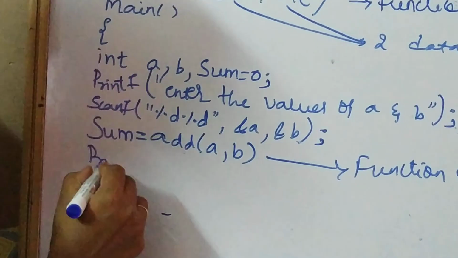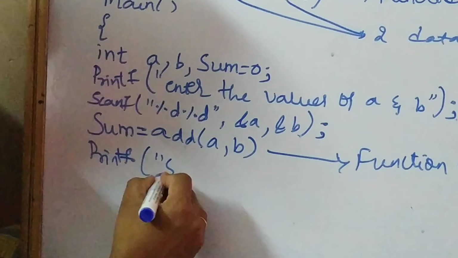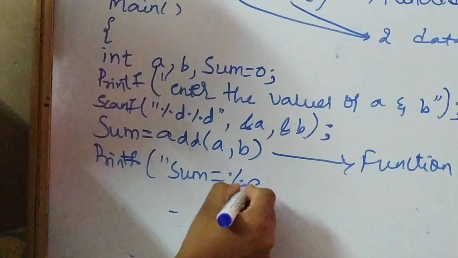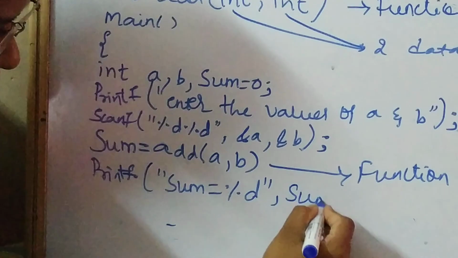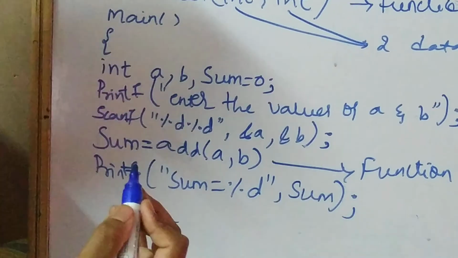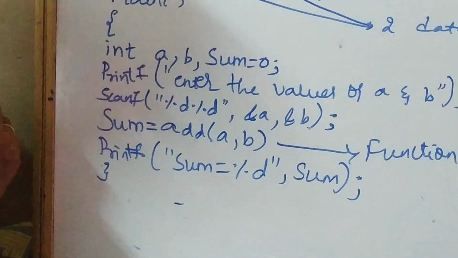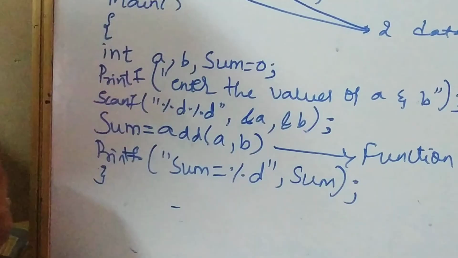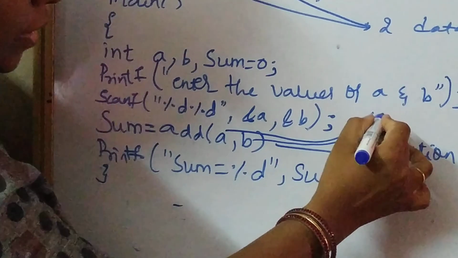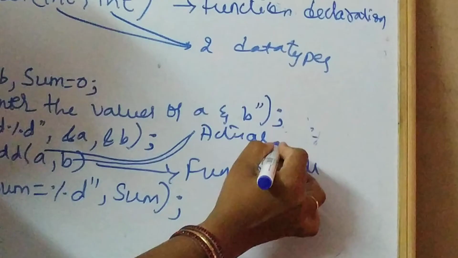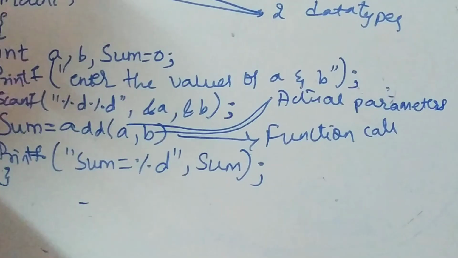So next is printf, sum is equal to %d, quotations close, comma, sum, semicolon, close the brace. And these are the actual parameters. You can see here, these are the actual parameters which are defined in the function call. So we are going to call them actual parameters.